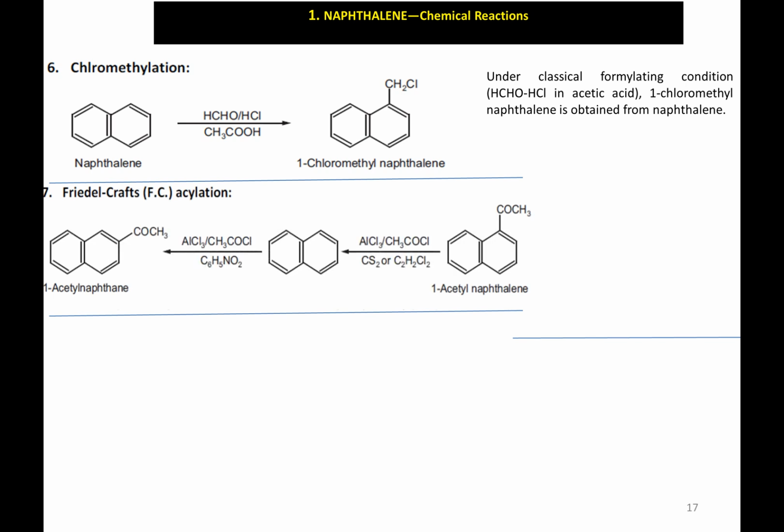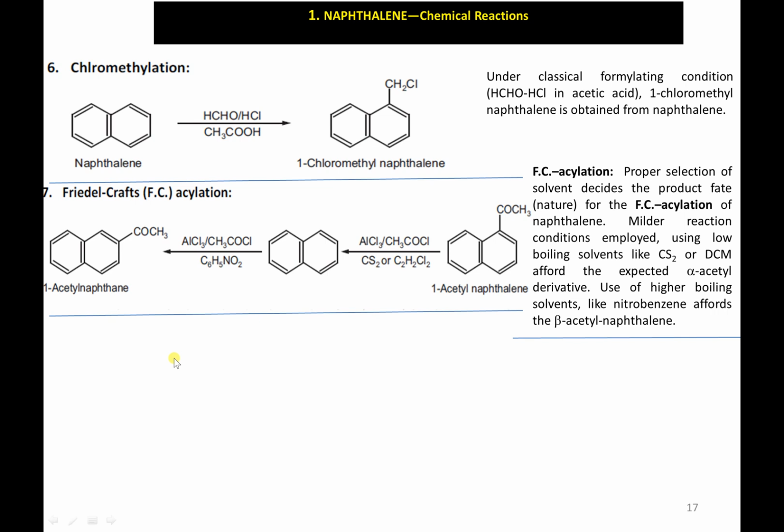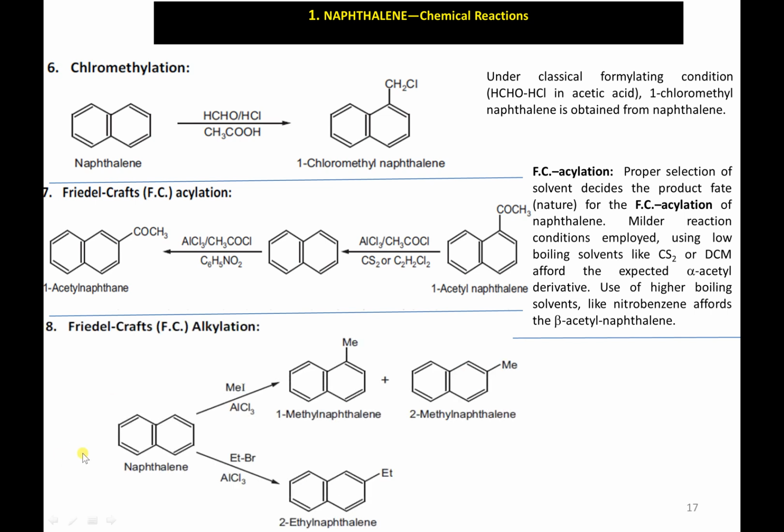If you do further electrophilic substitution reactions like Friedel-Crafts reactions, for the Friedel-Crafts acylation, if you use mild conditions like CS2 or dichloroethane, lower boiling solvents at lower temperatures with of course the Lewis acid catalyst and the acetylating agent, you get the expected 1-acetyl naphthalene. But if you go to a higher boiling solvent like nitrobenzene, it will go to the beta position or 2-acetyl naphthalene. Friedel-Crafts alkylation with a simple methyl iodide, you will get a product mixture of 1-methyl naphthalene and 2-methyl naphthalene, but with ethyl bromide you will always get it at the 2 position, beta position, which is a little bit not the expected one.